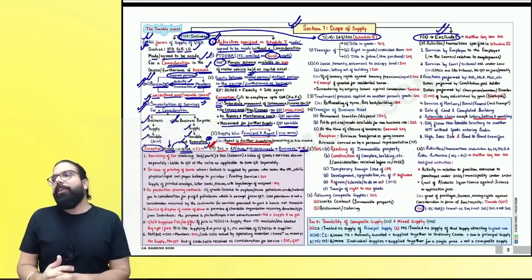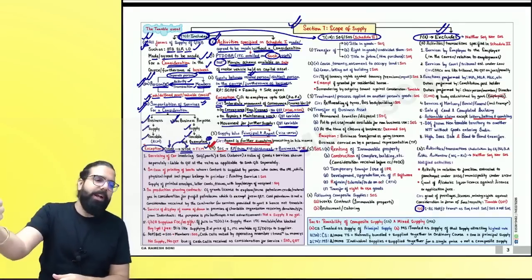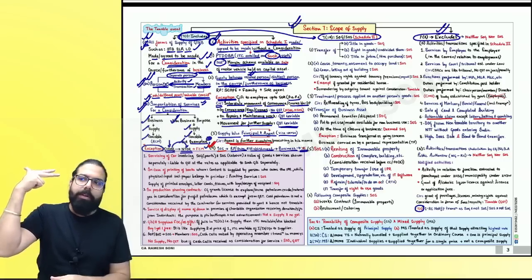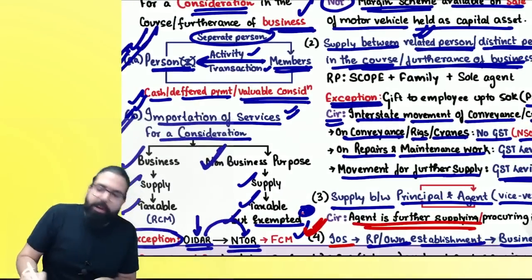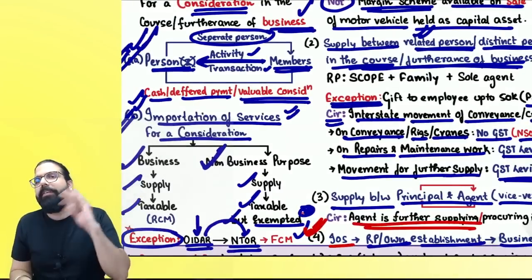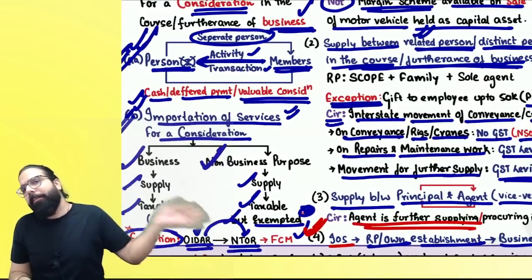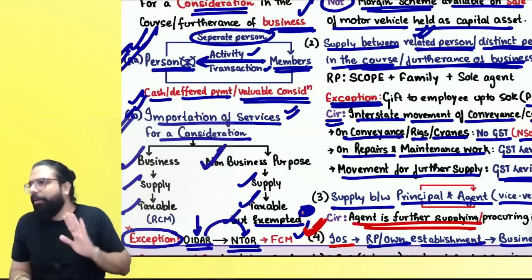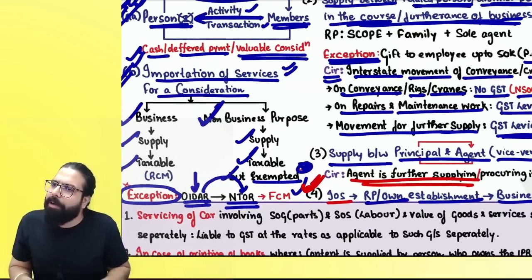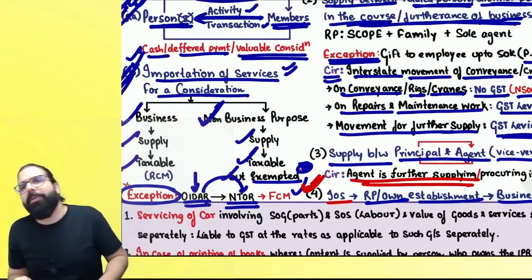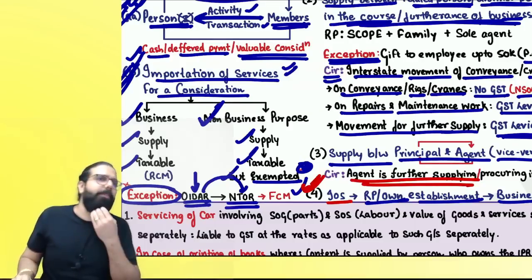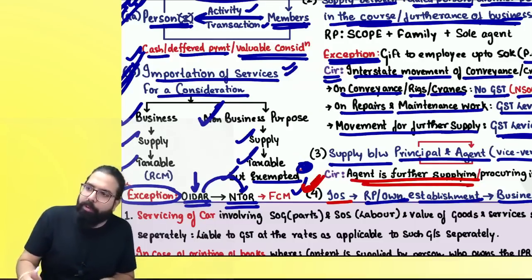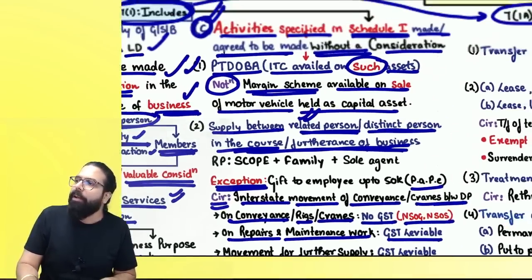Section 7 we learned. Section 7.1A: all forms of supply for a consideration in the course of business will be considered as supply. The second one over here, section 7.1AA: a person other than an individual giving services or goods to its members, and members doing an activity or transaction, it will be considered as supply. Members and club or person will be treated as separate persons. Then importation of service, business or non-business, both will be considered as supply. Business pay, what will happen? You have to pay GST under RCM. Non-business, what will happen, everyone? Exempted. Can I go ahead, everyone? But for OIDAR service, GST will be charged under forward charge mechanism.